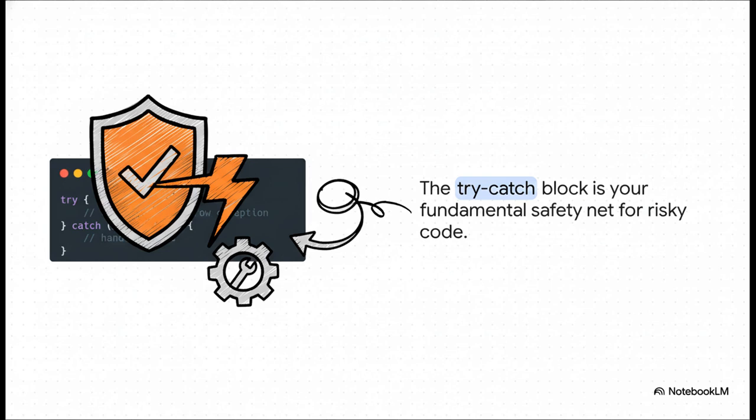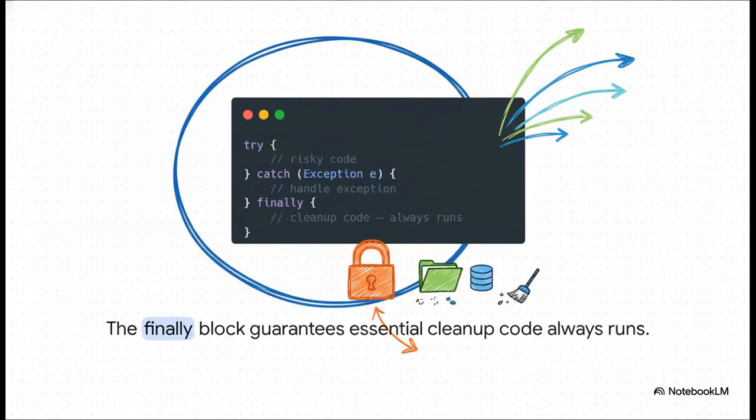The concept is so elegant and simple. You take any code that feels a little bit risky, a little dangerous, and you wrap it inside the try block. If something goes wrong in there, if an exception gets thrown, your program doesn't crash. Nope. Instead, the program's control immediately jumps over to the catch block, where you get to decide exactly how to handle the situation. But wait, what if you have some cleanup code that has to run no matter what? I'm talking about things like closing a network connection or a file stream.